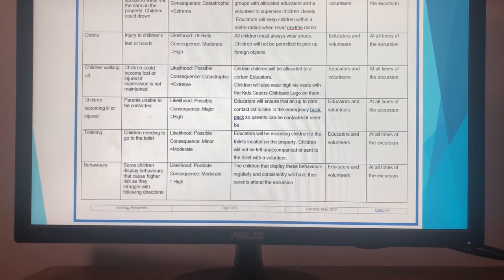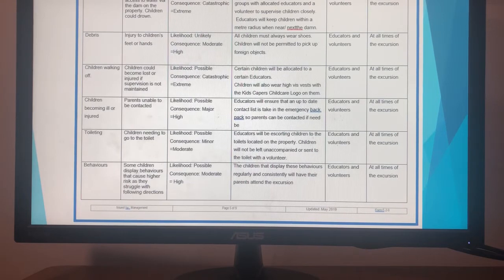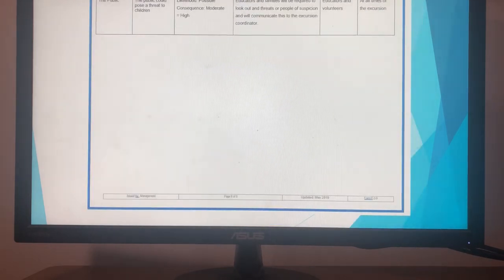So you can see we've got water, debris, children walking off, children becoming ill, toileting, behaviours. Some of those things that you might not even think of. Two indicators that some educators don't even think of is toileting. And it's really important that we understand as educators on an excursion, we're the ones that are responsible. Have a look over those. I'm going to go to the next page.